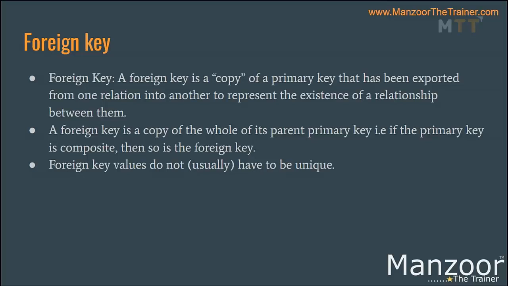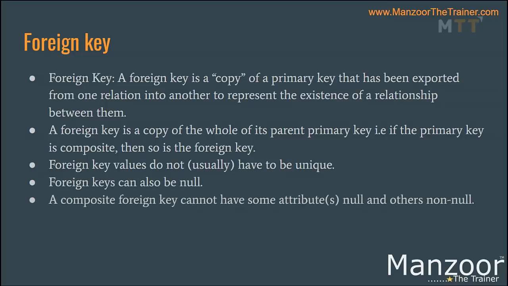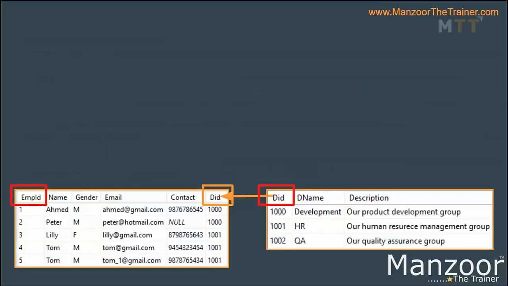If we have a parent table that has composite columns, then in the child table the two columns will be there as foreign. Yes, exactly. So the two columns will come down here. Exactly. A foreign key can also be null. A composite foreign key cannot have some attributes null and others non-null. What I told just now.